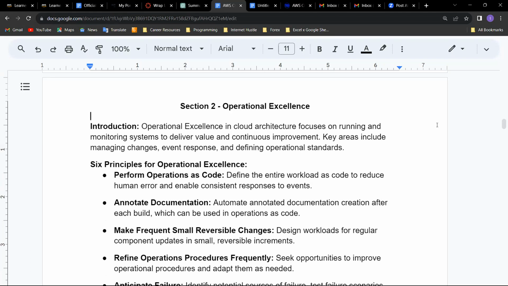All right, so we look at the first pillar, operational excellence. Operational excellence specifically focuses on running and monitoring your systems in order to deliver value and continuous improvement. So it's like, okay, we have finished doing this, this is done. Now, what do we do to make it work better, or achieve the goal that we want to achieve?